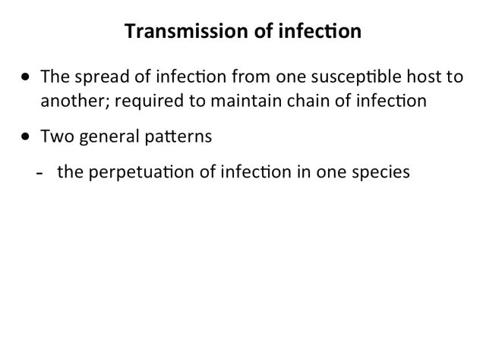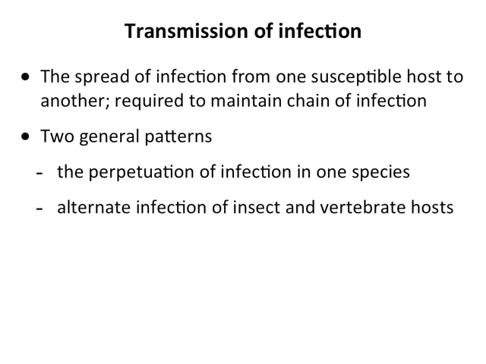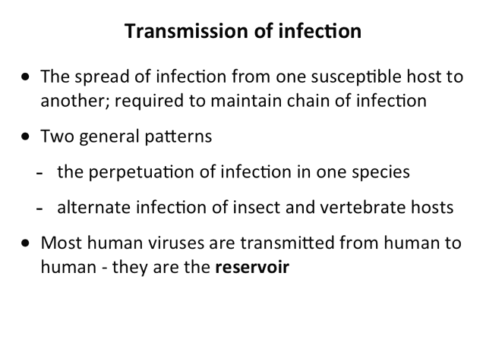We have typically two general patterns of transmission. We have perpetuation in one species, or the alternate infection of insect and vertebrate hosts. So this is infection in one species, influenza going back and forth among humans, or a vector-borne disease, a mosquito carrying a virus either among humans or between an animal and a human. Most of the human viruses, it turns out, are transmitted from human to human, most of the ones we know about. So the humans are the reservoir for the virus. Okay? So we are the reservoir for most of our infections.